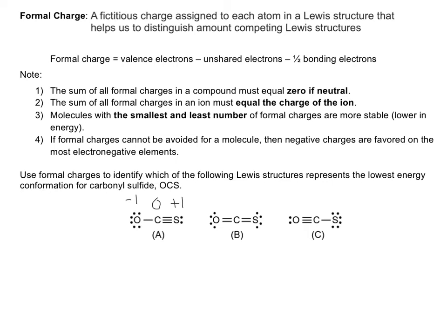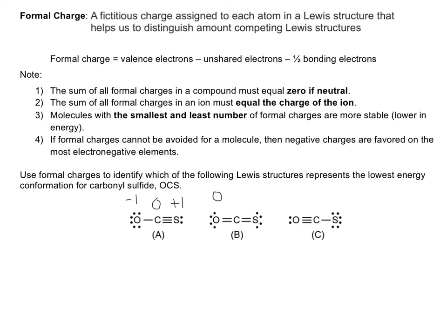Okay, so we have satisfied the requirement that all of our formal charges add up to be 0, because +1 plus -1 is going to give us 0. But we do have formal charges here, so this might not be the most stable structure. Right, so let's take a look at B. So oxygen here again has 6 valence electrons to start. We have 2 non-bonding pairs and a double bond. So that's going to be 2 electrons from the double bond and then 4 from the non-bonding. So that'll be 6 minus 6 is 0.